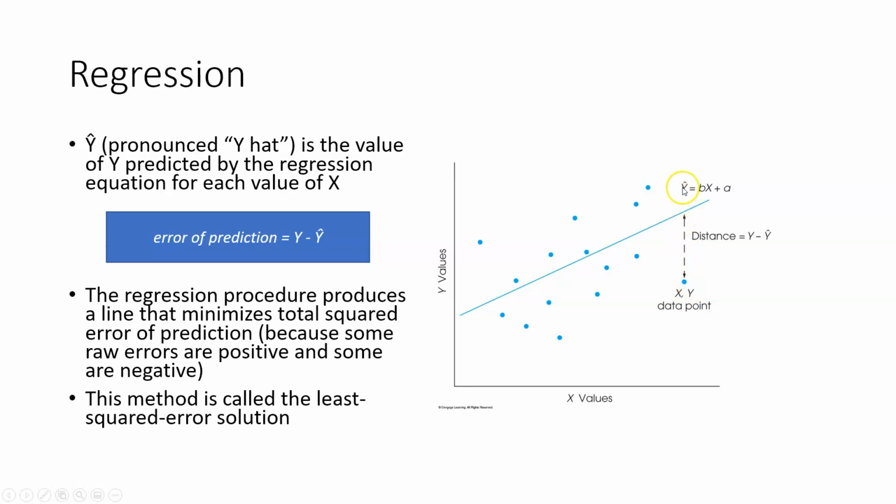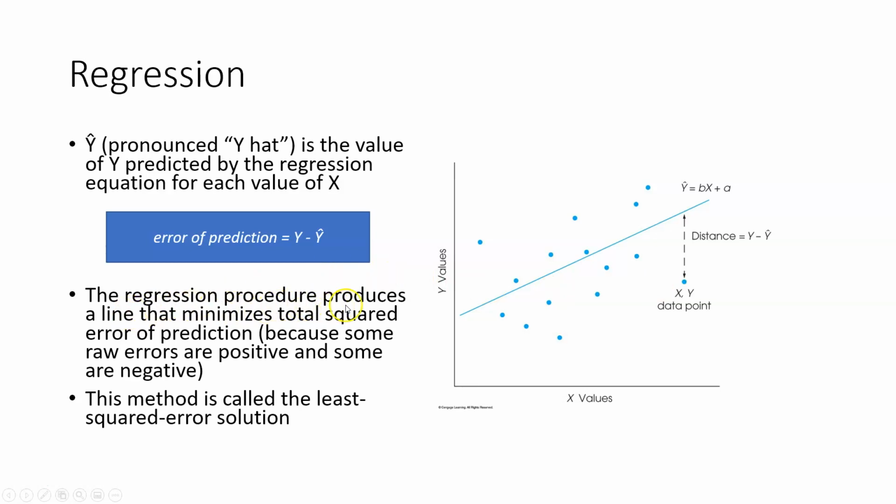Because remember, y hat is actually the result of the formula. When we have bx plus a, which is the formula for this line, the result of that y is what we predict they should have received on that dependent variable. So the distance between y hat and y is your error of prediction. So that's how far off our prediction is. That's how much error there is in our prediction.